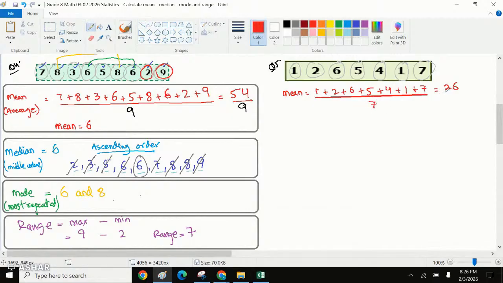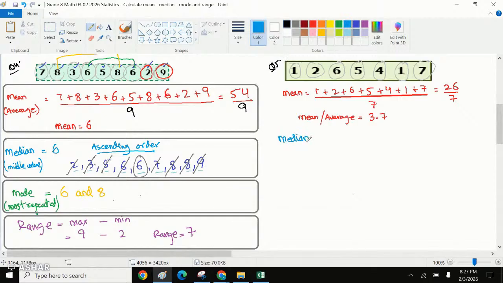Even if the answer comes out to be in decimal, we need not worry about it, okay? So what is 26 divided by 7? Let's do it. 26 divided by 7 would be 3.7. So we can say the mean or the average comes out to be 3.7, okay? It can be in decimals. No worries about it. So the next one is median.